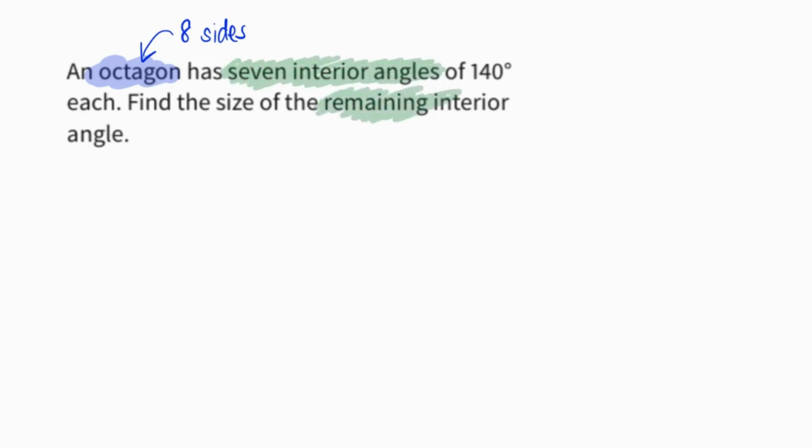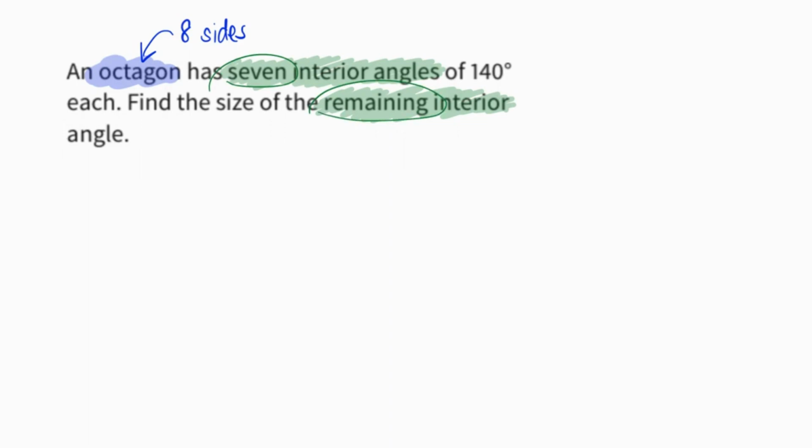So, for this question, notice that even if I do not know an octagon has 8 sides, I could easily guess from here: 7, and the remaining one makes the total 8. 7 plus 1 is 8. Okay?